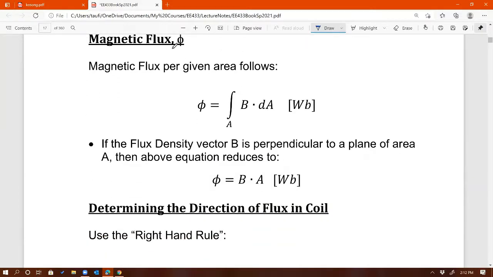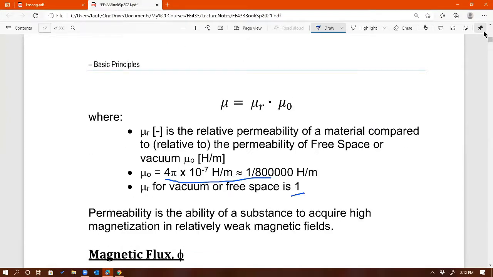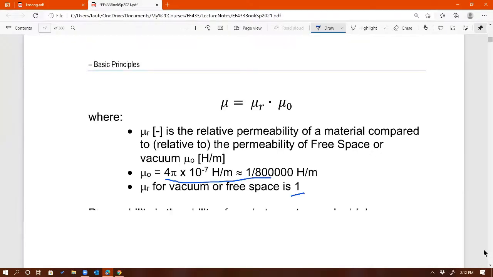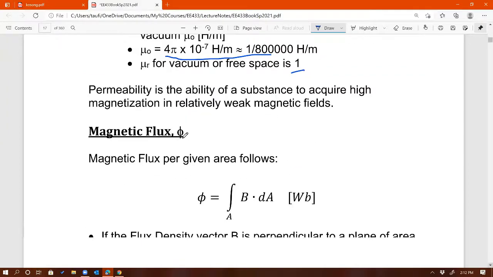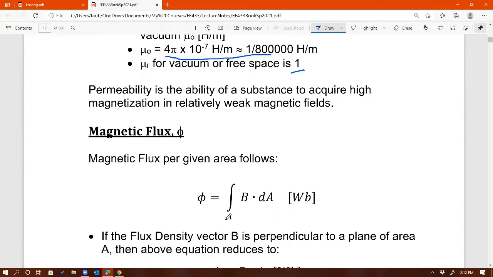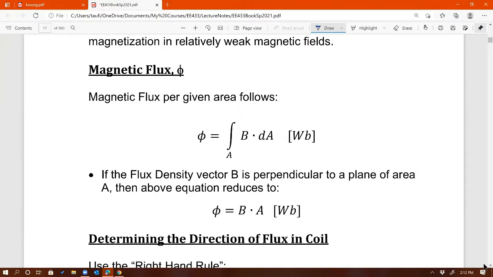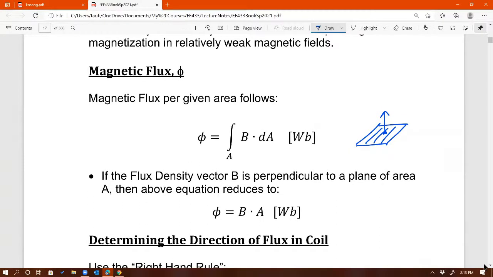Magnetic flux, that's another property. Moving on to magnetic flux, phi is equal to the area integral of B times dA. That depends on the angle the two make. If you have a unit area and you represent this unit area as a vector, and the flux density is pointing, for example, that way, then the flux will be related to the angle that the two vectors make.